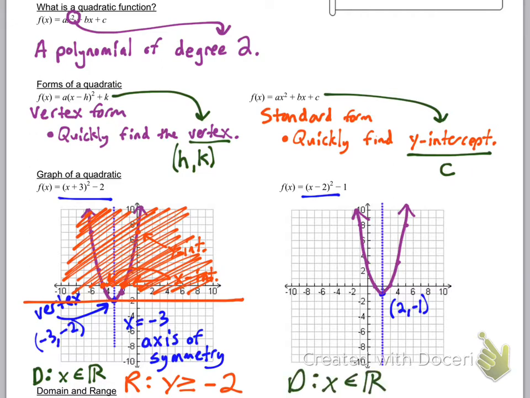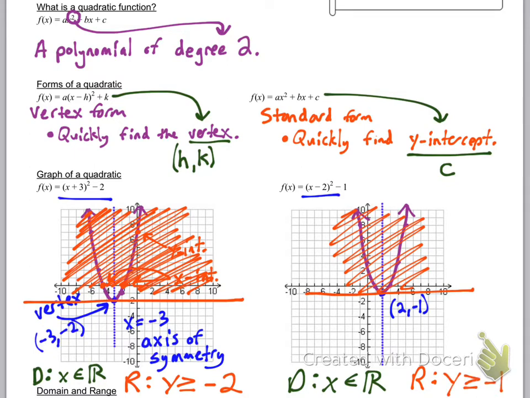On the right here, the domain is all reals because it's always all reals. And the range is going to be anything greater than or equal to that line right there, anything above that line. So y is greater than or equal to -1.